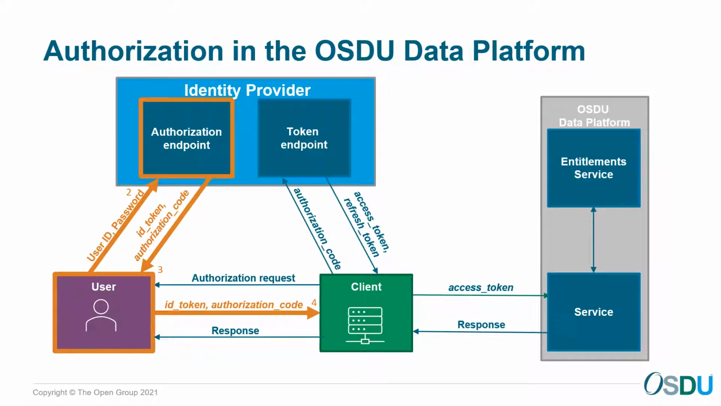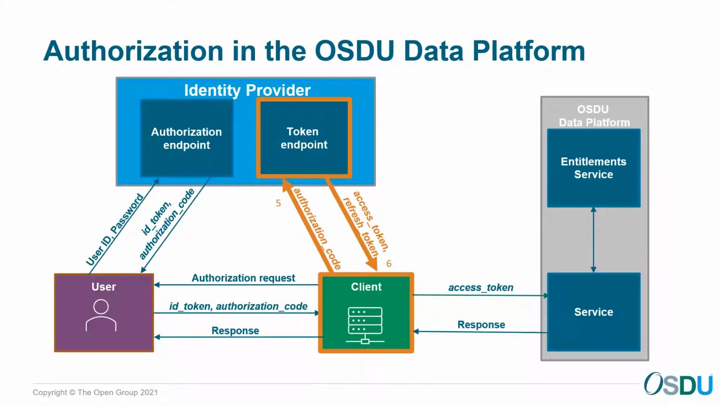First, the user signs in with ID and password. For this purpose, the identity provider has a special authorized endpoint. So the user gets an ID token and authorization code. The default format of the token is JSON Web Token, or JWT, and then the authorization code is sent to the client.